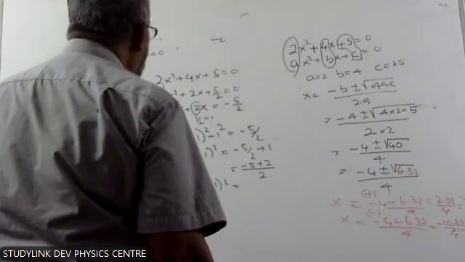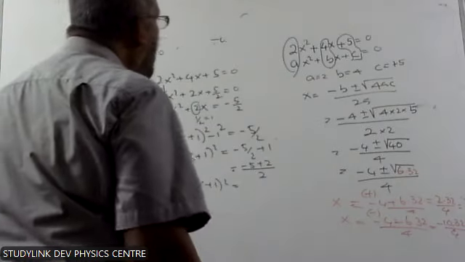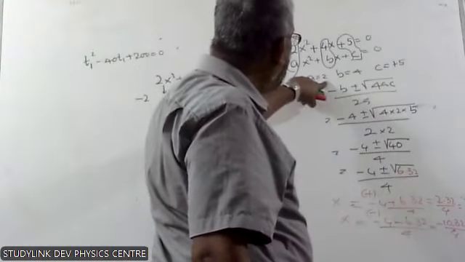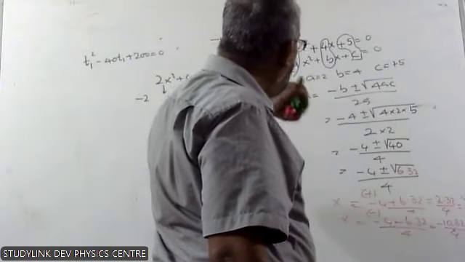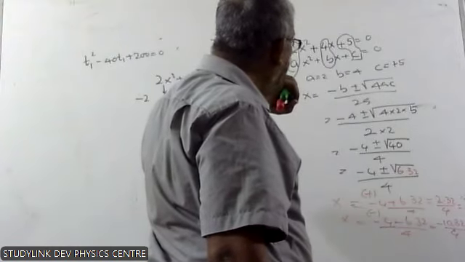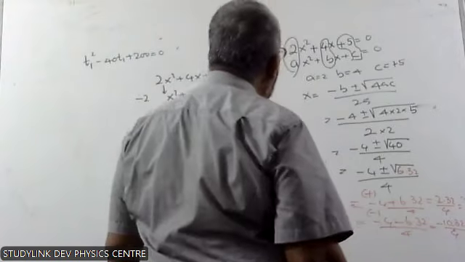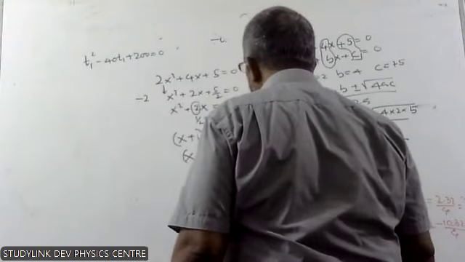Same question I did. Wait, I have to check it. a is 2, b is this, c is 5, minus 3 plus or minus the square root of b squared minus 4ac, 4 into a into 2.